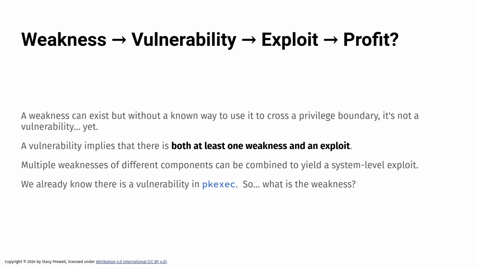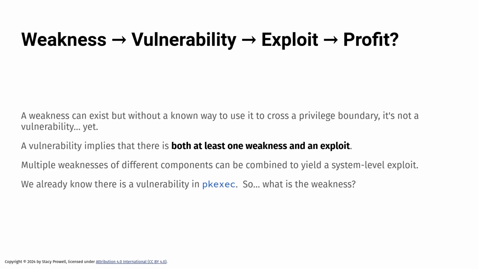Multiple weaknesses of different components can be combined, right? You don't have to have just weakness equal vulnerability equal exploit. That's not how it works. There can be a weakness, but maybe you can't really get anywhere with that. There could be a second one and a third one, but maybe when you combine all three weaknesses, now you've got an exploit. And we're going to see an example of that.